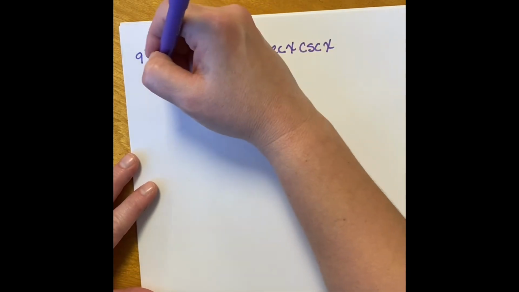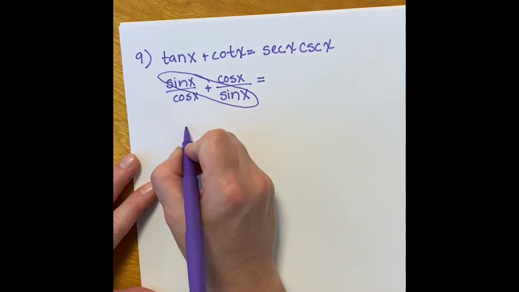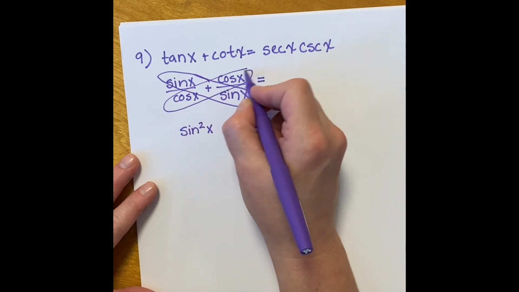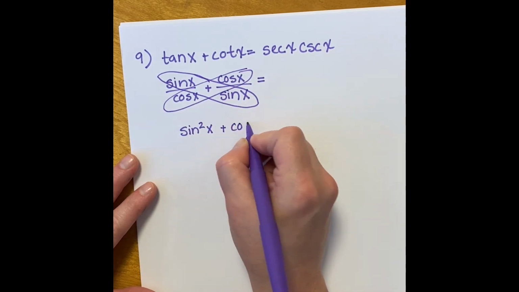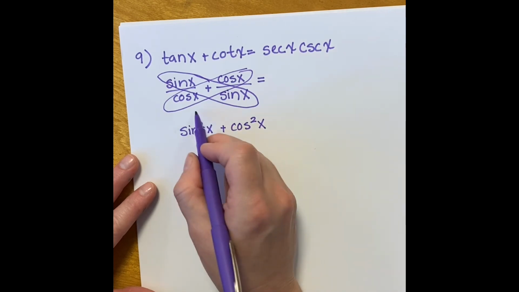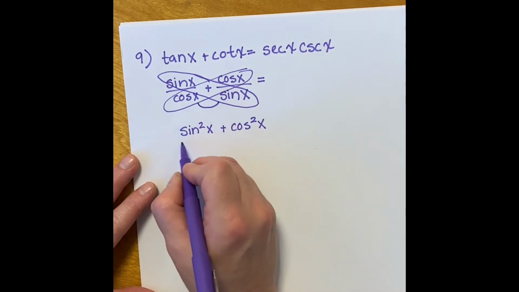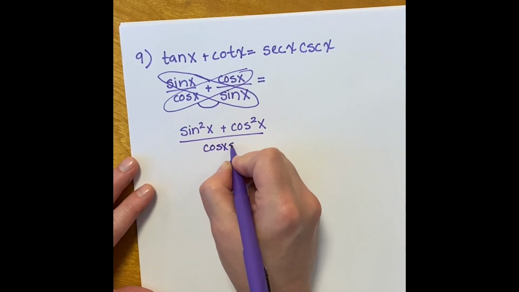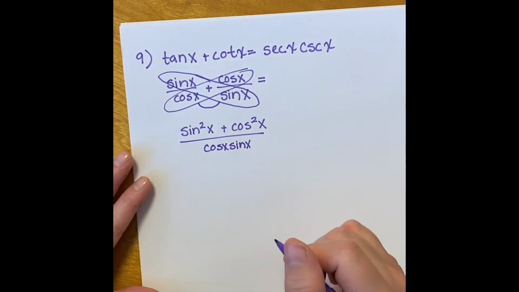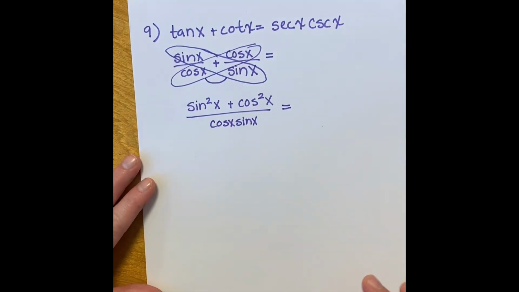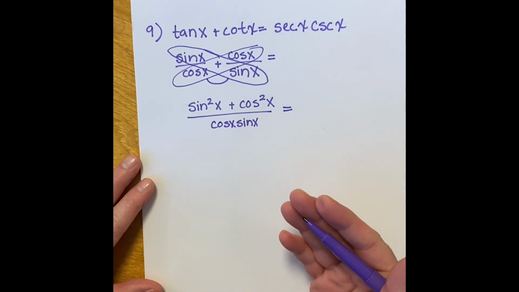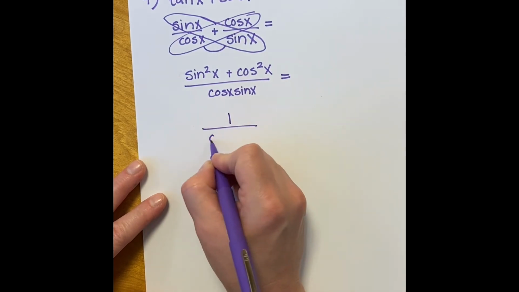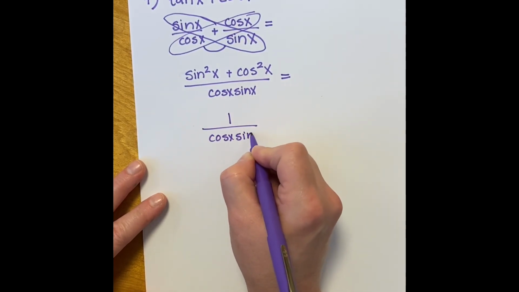So, sine times sine is sine squared. Cosine times cosine is cosine squared. And then your bottom will be cosine times sine, and I'm just going to write cosine sine. I know I didn't do the little antennas. Ain't nobody got time for that. All right, sine squared plus cosine squared. What does that equal? That is 1. So we have 1 over the cosine of x times the sine of x.